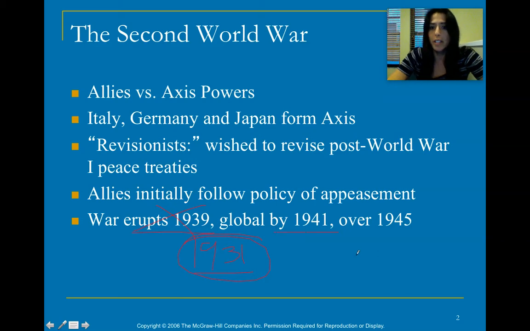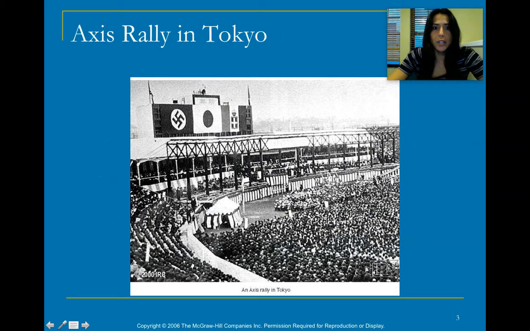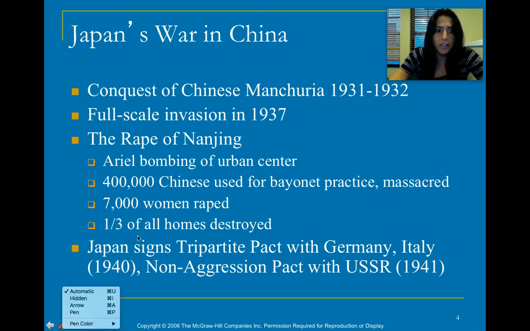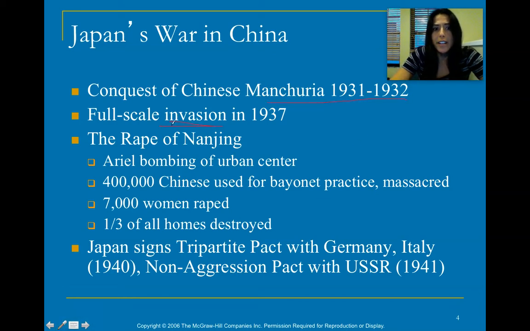It becomes global by 1941. It's over by 1945. Here you can see flags of the different Axis powers at a major rally in Tokyo. You've already learned in the past about Japan's invasion of Manchuria following the Mukden incident, 1931, 1932. They're going to launch a full-scale invasion in 1937, and we'll see lots of horrendous acts of violence against civilians, especially in Shanghai and in Nanjing.